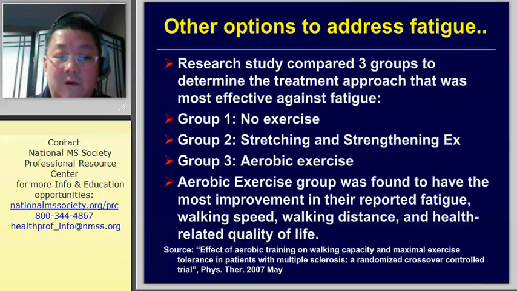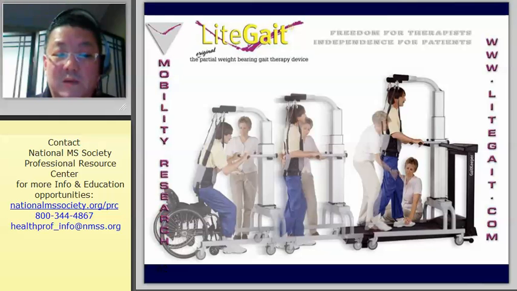All right, so other options to address fatigue, in this case not only just strength alone, but we're dealing with 3 other groups that were used to determine what was most effective against fatigue. Group 1, no exercise. Group 2, stretching and strengthening. And Group 3, aerobic exercise. Well, guess what? Aerobic exercise was found to have the most improvement in the reported fatigue, walking speed, walking distance, and health-related quality of life.